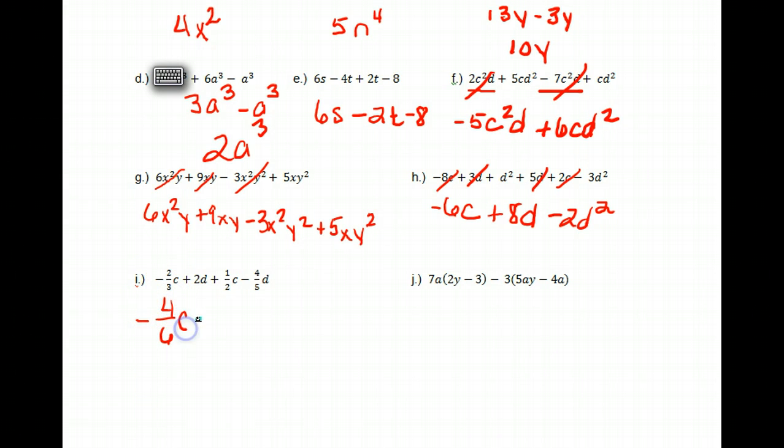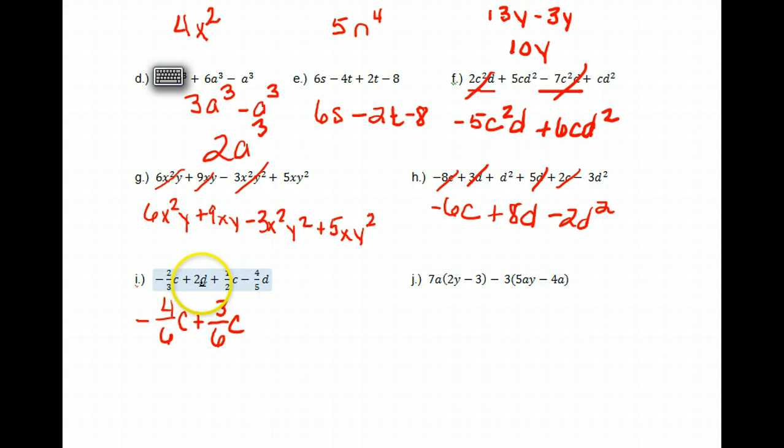So we have negative 4c plus, then we want to change the 1/2 to a denominator of 6. So 2 times 3 made 6. 1 times 3 will make 3 C's. Now, I'm going to leave those the same for just a moment, and let's work on our D's.